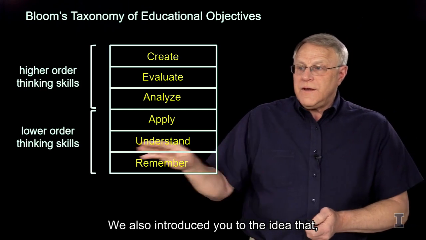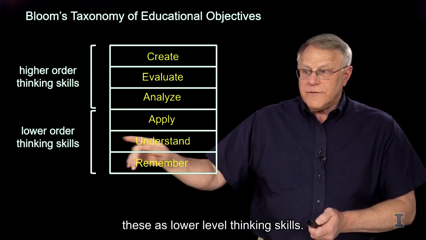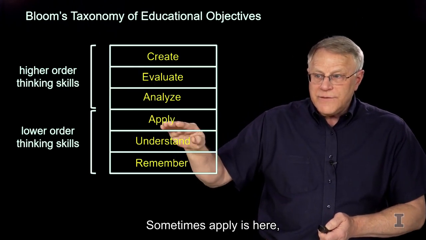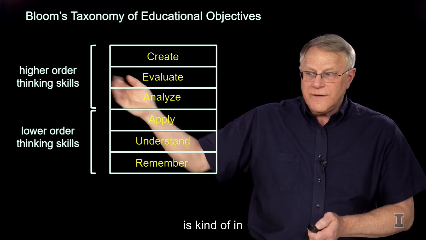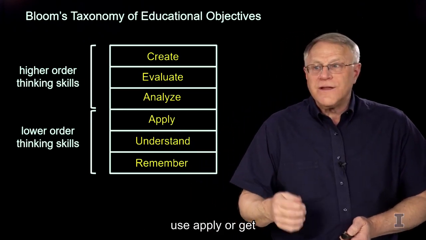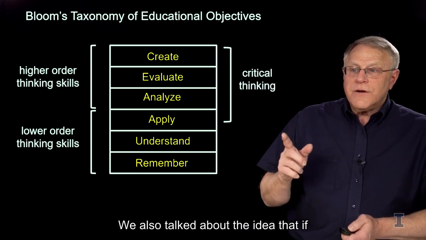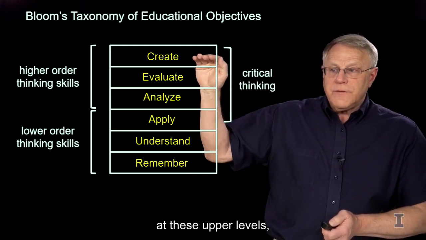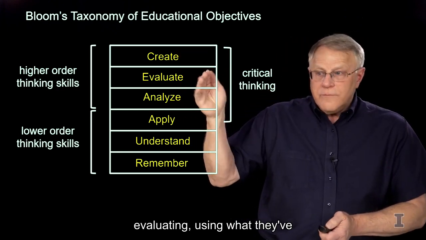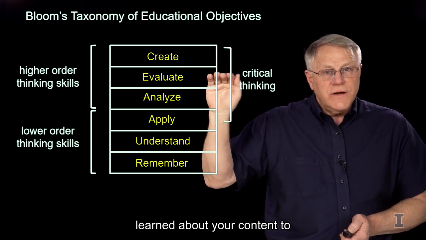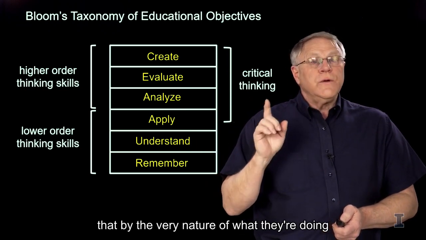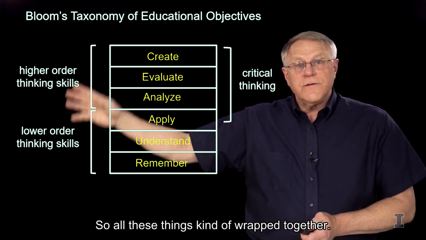We also introduced the idea that many times people think of these as lower level thinking skills, these as higher level thinking skills. Sometimes apply is here, sometimes apply is in the upper order thinking skills. It depends upon how you use apply, or get your students to apply things. We also talked about the idea that if your students are working at these upper levels, particularly these upper 3 levels, evaluating, using what they've learned about your content to evaluate problems, to analyze problems, etc., then by the very nature of what they're doing, they are thinking critically. So all these things wrap together.